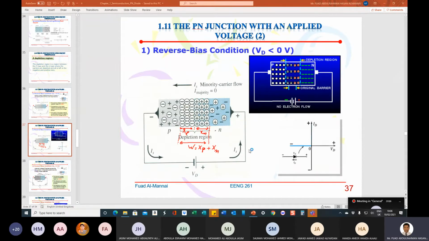Okay, guys. As you can see from here, this is the original depletion region. They call it the barrier sometimes. But when we connect the negative terminal to the anode and the positive terminal to the cathode, we reverse bias the diode. The depletion region widens, and you can see that it is widened here. That means its resistance will increase dramatically.